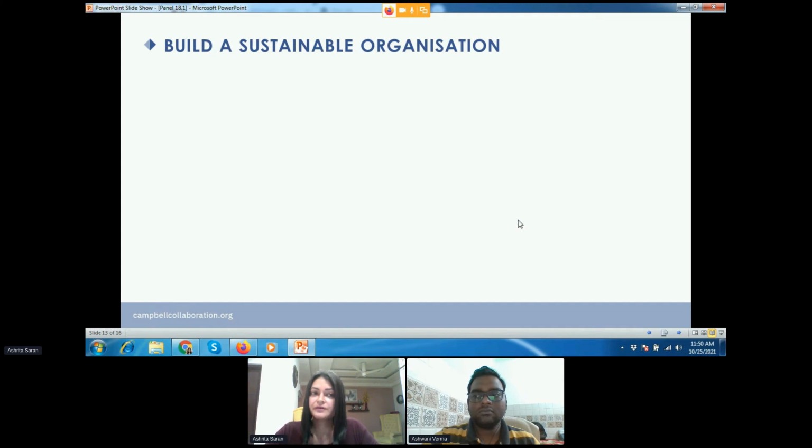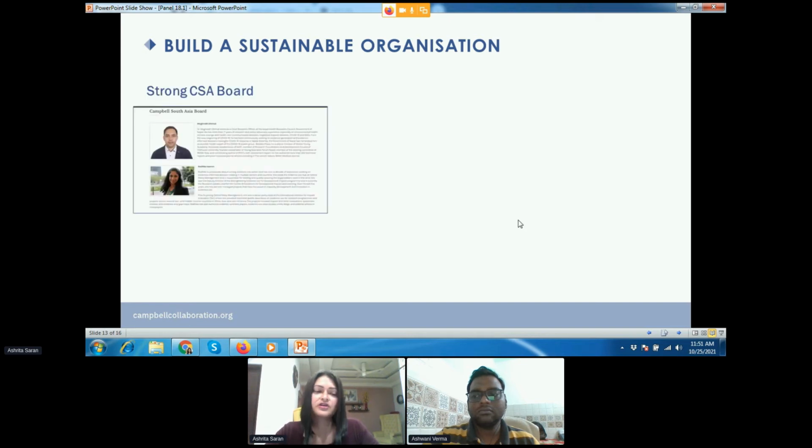And lastly, we have building a sustainable organization. Now, whenever we talk about building a sustainable organization, it has 2 components to it. One of the main components is to have resources so that we can have more evidence and gap maps being funded and published. And we also require a strong Campbell South Asia board. At Campbell South Asia, the main aim is to diversify this board, both in terms of geography and in terms of the number of stakeholders involved. And currently this board is across the geography. So we have board members from India, Bangladesh, and Nepal currently involved.